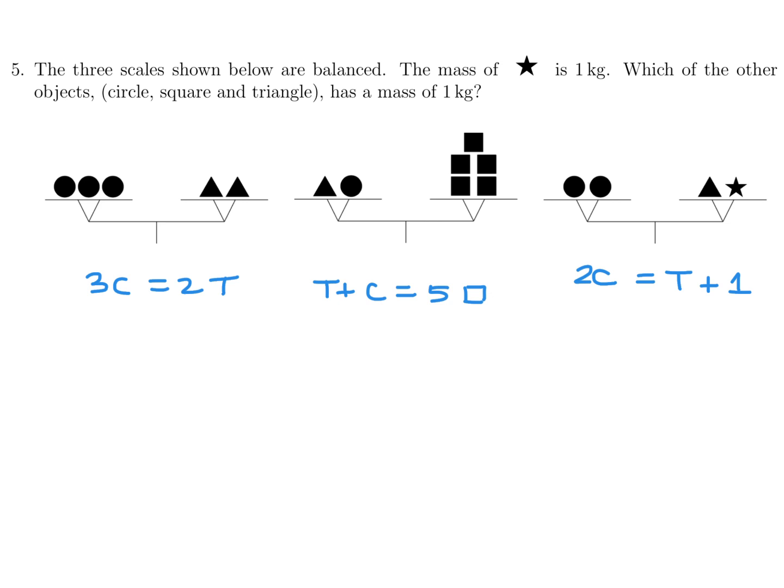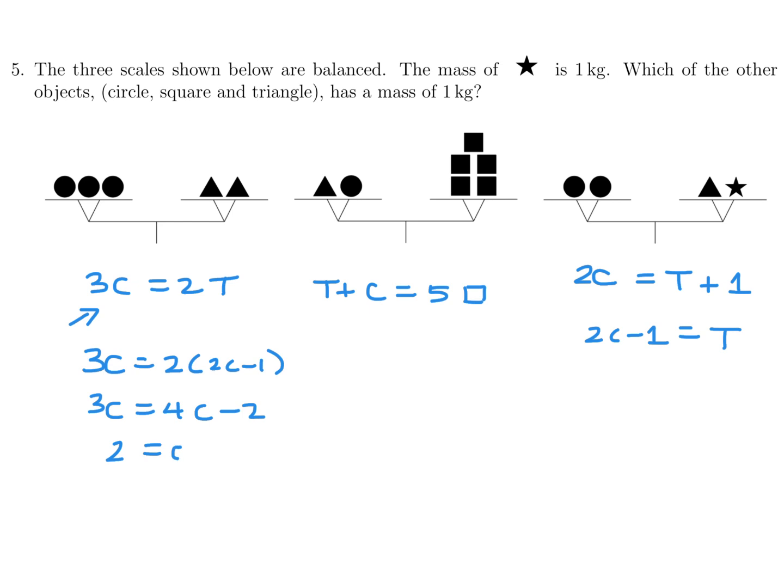So now we have to solve this. From the first one, we get that t is equal to 2c minus 1. Then if I plug that over here, I'll get 3c is equal to 2 times 2c minus 1. That means 3c is equal to 4c minus 2. So that means 2 is equal to c. And if I plug that back in, I will get 3 times 2 is equal to 2t, so t is equal to 3.